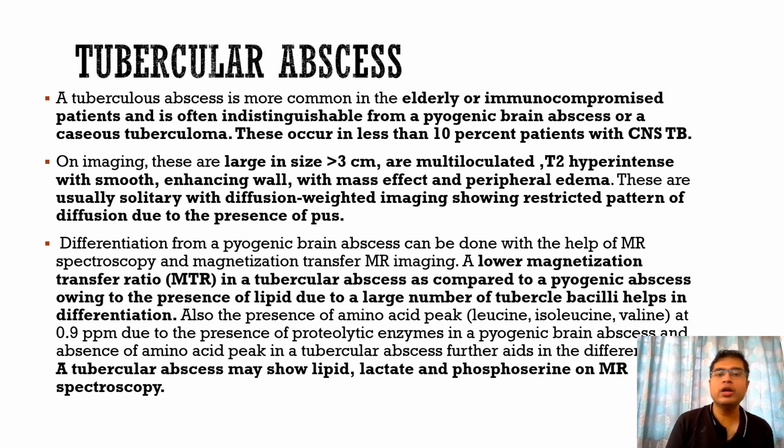It is usually solitary, again an important point to differentiate from granuloma, and diffusion weighted imaging shows restricted diffusion because of the pus. Then an important feature to differentiate tubercular abscess from pyogenic abscess is on MRS: the tubercular abscess will give a lipid lactate peak and it will show a lower magnetization transfer ratio as compared to a pyogenic abscess because of the lipid.